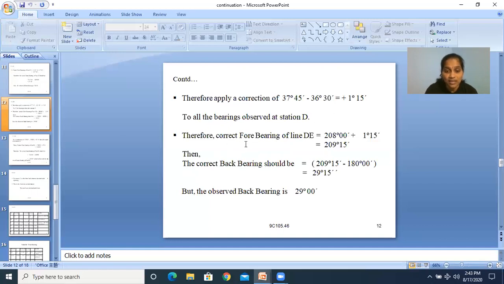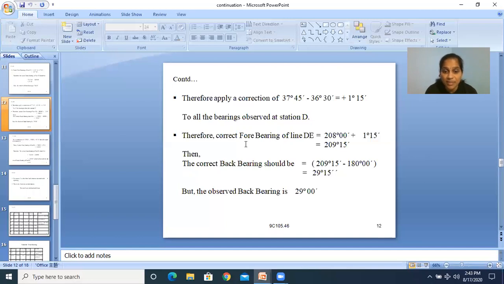So the correct forebearing of DE line is equal to 208 degrees 00 minutes plus 1 degrees 15 minutes, that is equal to 209 degrees 15 minutes. So that is the correct forebearing of DE line. Then the correct back bearing of DE line should be 209 degrees 15 minutes minus 180 degrees. So that is 29 degrees 15 minutes.